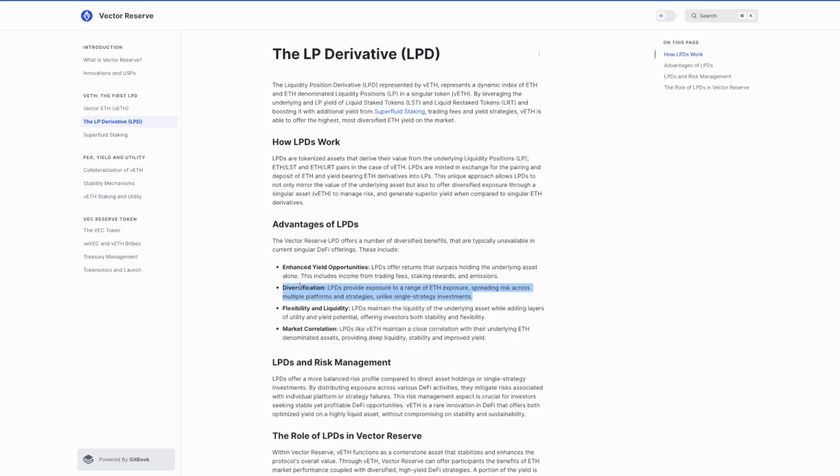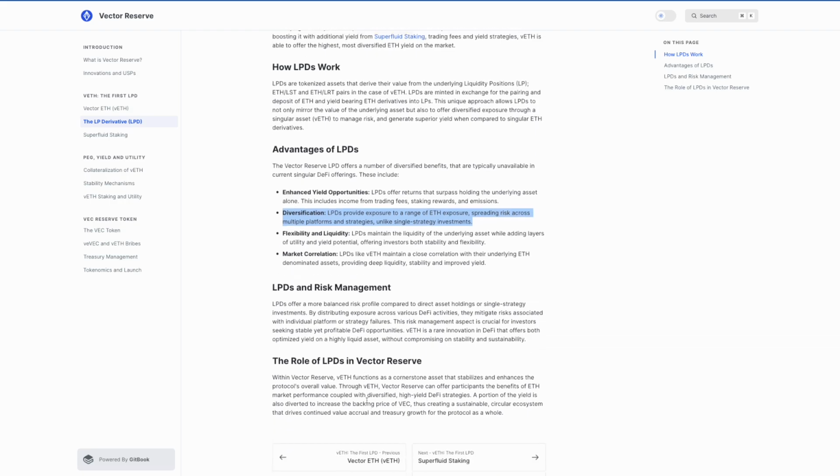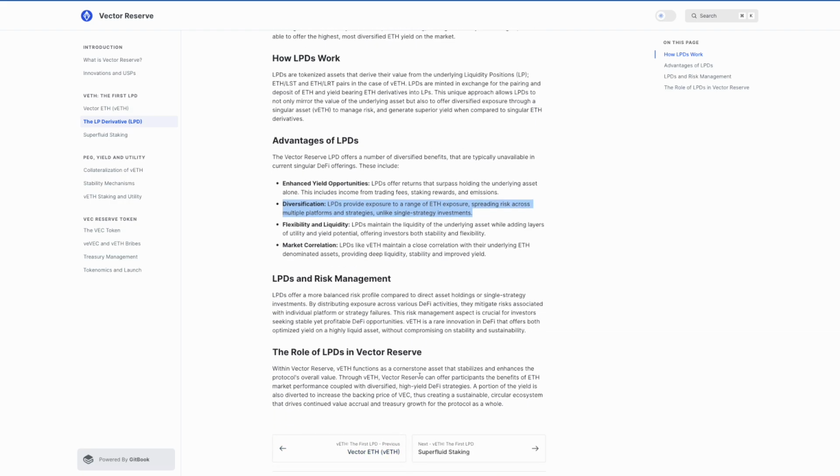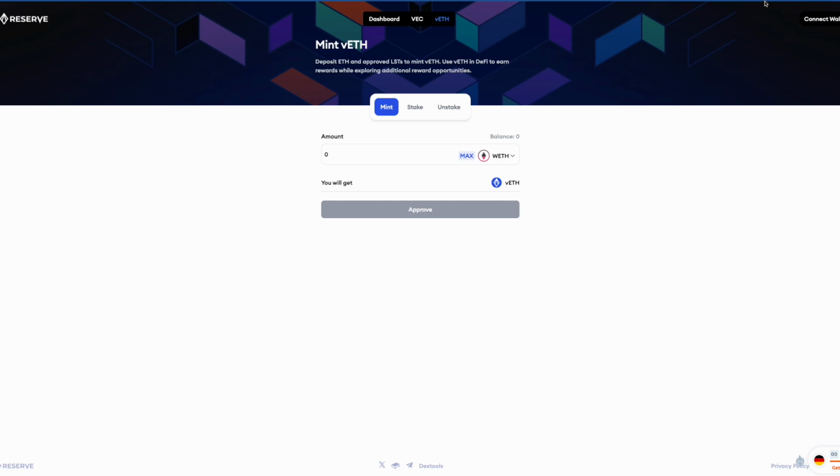So there is that benefit of diversification. So it's kind of like a good and a bad depending on how you look at it, right? They talk a lot about the treasury taking on this risk management. As you can see, there's only wETH right now.